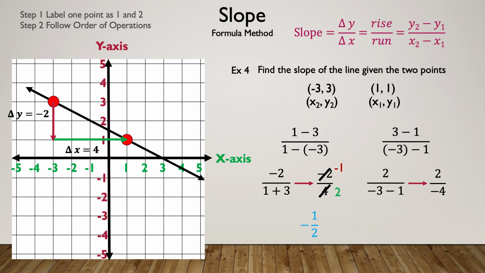Once again we have to simplify our answer, so we divide 2 by 2 to give us 1, and we divide negative 4 by 2 to get negative 2, and our slope is still negative 1 over 2. We are done with this question. We've done the slope 3 different ways and got the same answer, so we know we did it correctly.